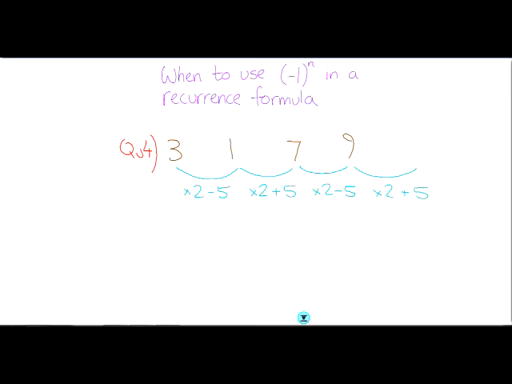So times 2 taking away 5, times 2 adding 5. So as soon as you see this plus and minus swapping, you know it's this. Every time we're doubling the previous term. So u(n+1) is double the previous term. Now this 5, it's not an nth term, it's a constant 5. So I know it's going to be 5 lots of my minus 1 to the n. Again, you can put the 5 there, but it's easier and nicer to put it here.